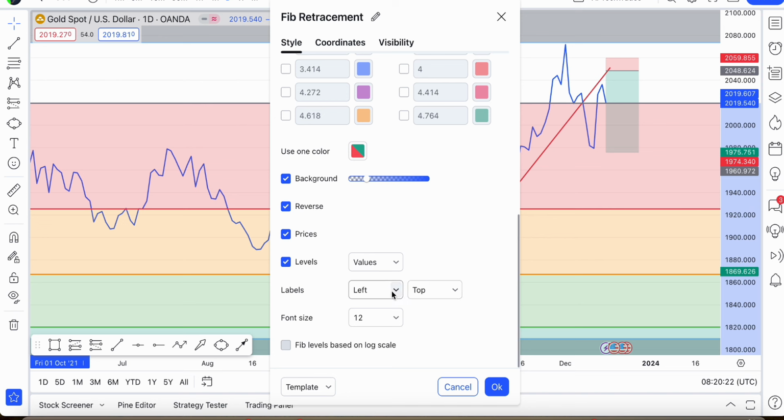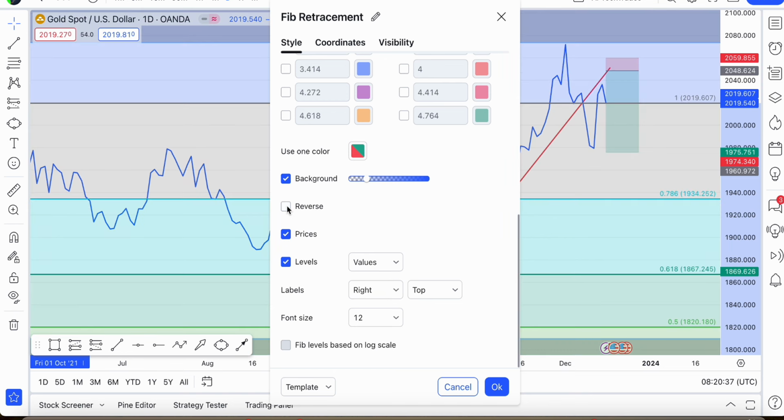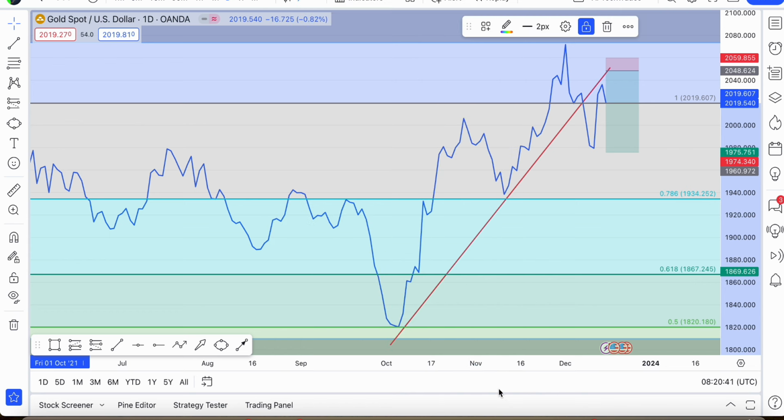So the labels are on the left. I want to move it to the right so that we can see it. It came to the right here so that we can see what level we are and stuff like that. So what other thing do I want to do? I also have to reverse, uncheck this so that it will reverse the numbering for us. Now it's in the upward trend.